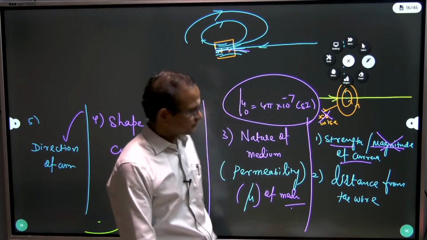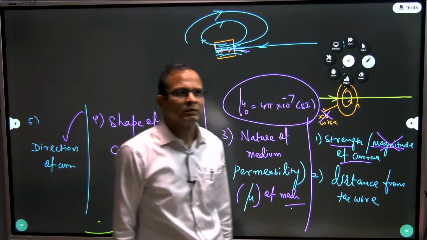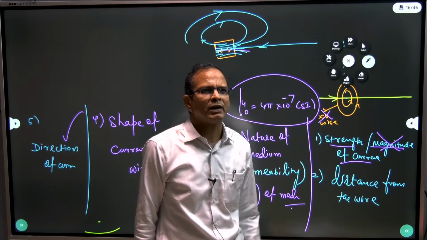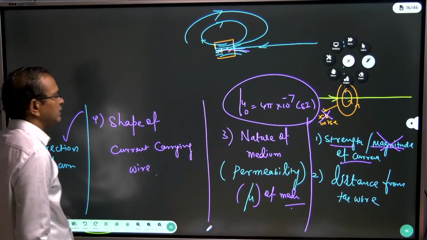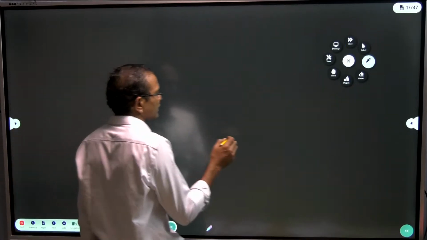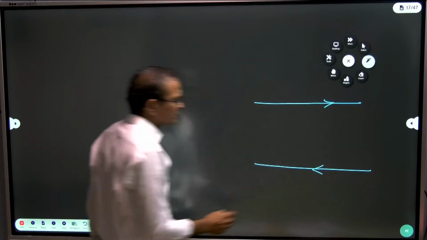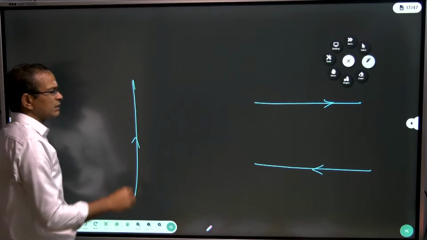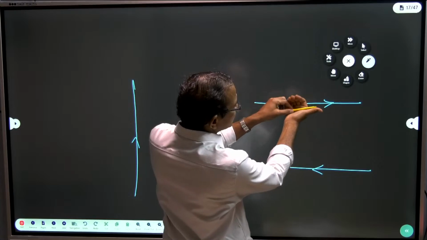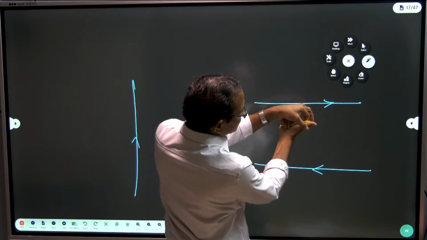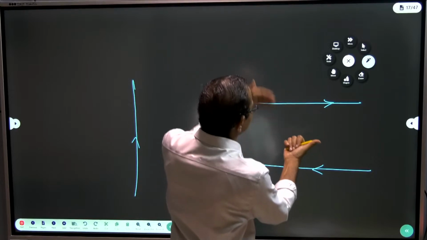Yes, sir. One more question he asked. He wanted me to explain once again magnetic field due to a straight wire. So, if this is a straight wire carrying current, what's the direction of magnetic field? According to your right hand thumb rule, if you hold the current carrying wire in your right hand such that the thumb shows the direction of current, then the curl of the fingers gives you the direction of magnetic field.